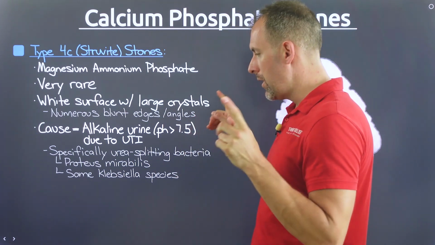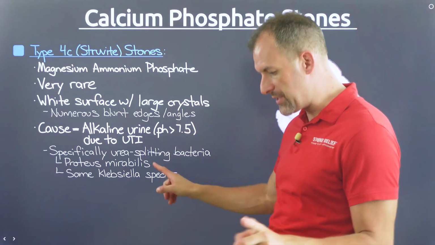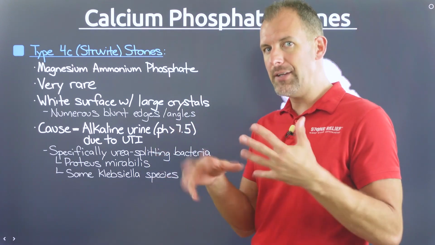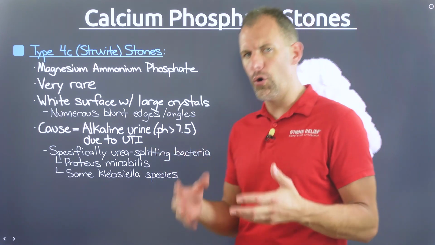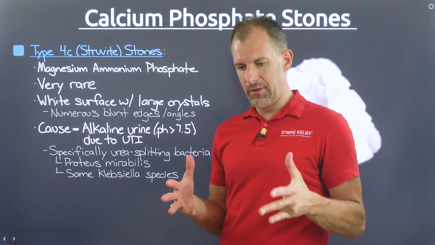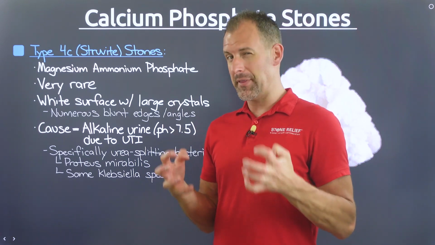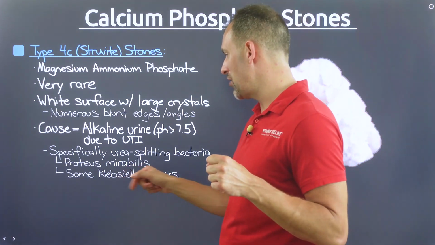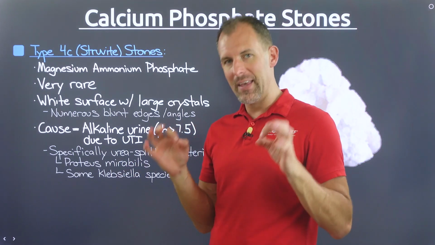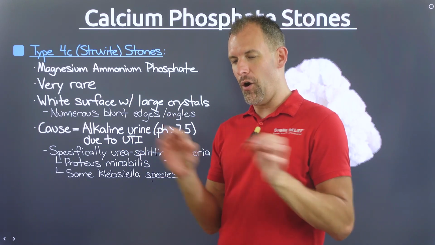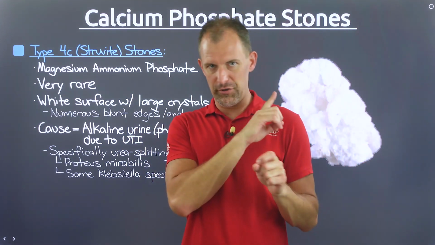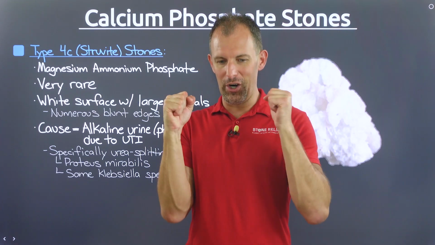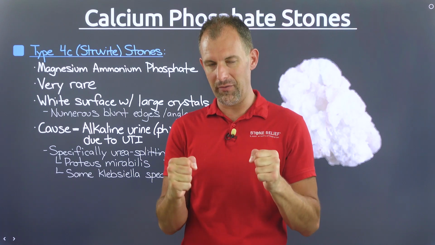Now, the cause of this specifically relates to urea-splitting bacteria that is tied to a urinary tract infection. There are a whole host of different bacteria types that could lead to this, but the big two are really Proteus mirabilis, and then there's also something called Klebsiella. These two species are almost always associated with this particular stone type, and again, they're antibiotic resistant in most cases, and they are exceptionally difficult to get rid of.